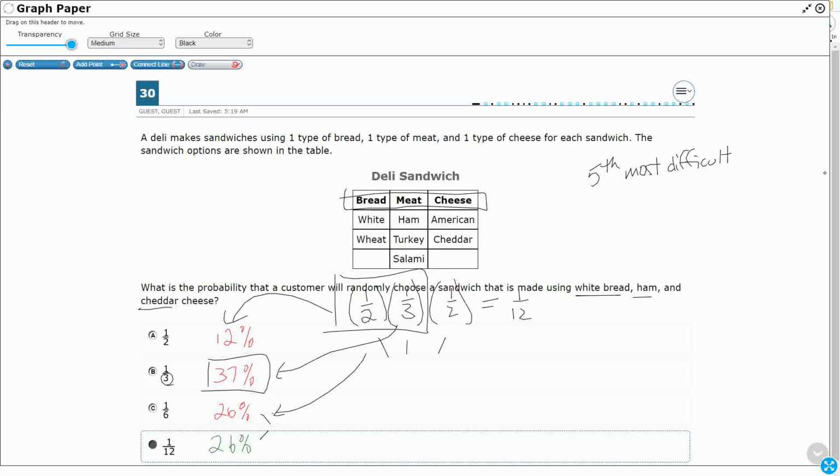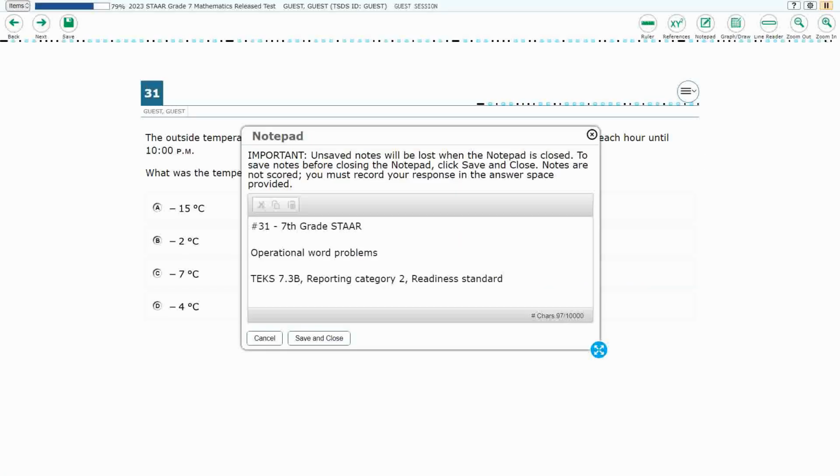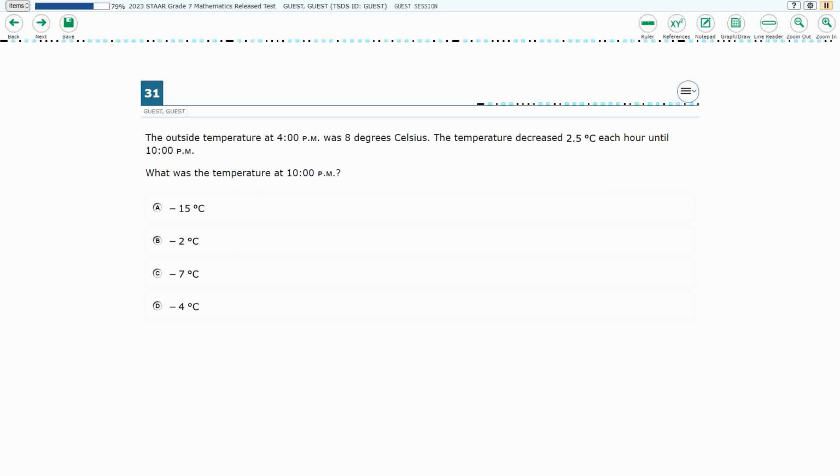So we really need to take a little bit of extra time practicing students on what does it mean to create sample spaces and how do we solve these compound probabilities. For number 31, we are looking at operational word problems. This is a readiness standard, TEKS 7.3b, in reporting category 2.